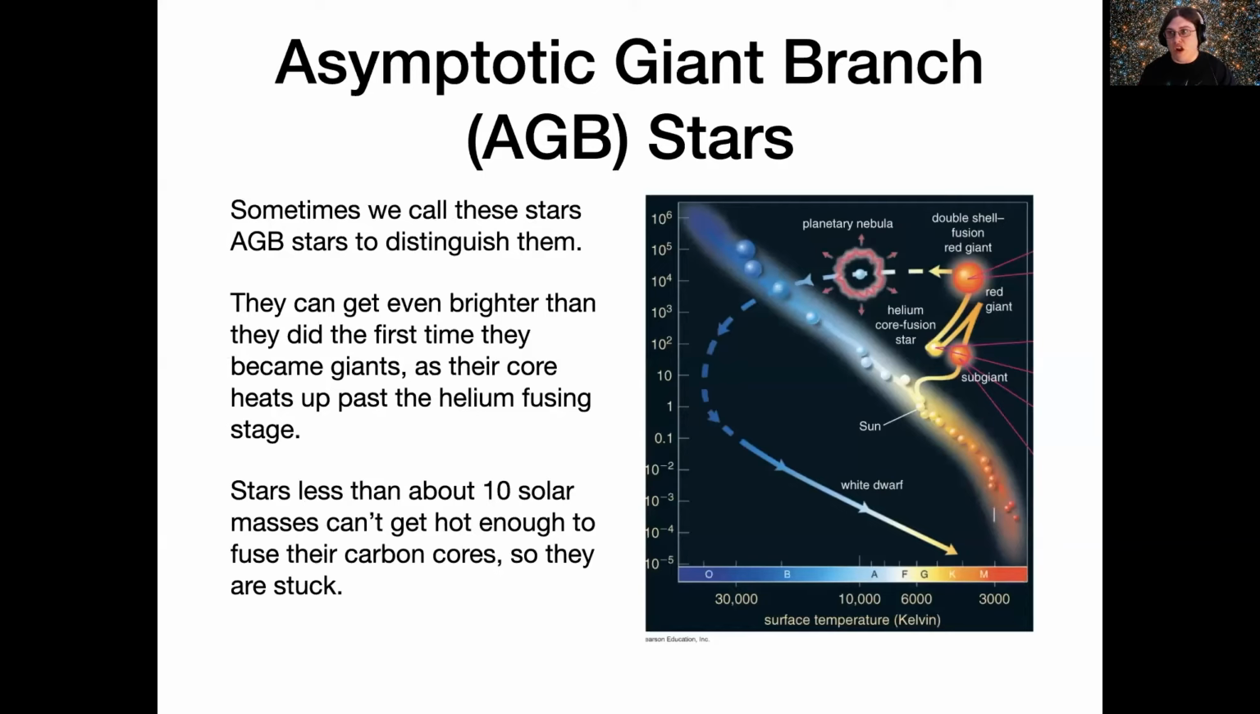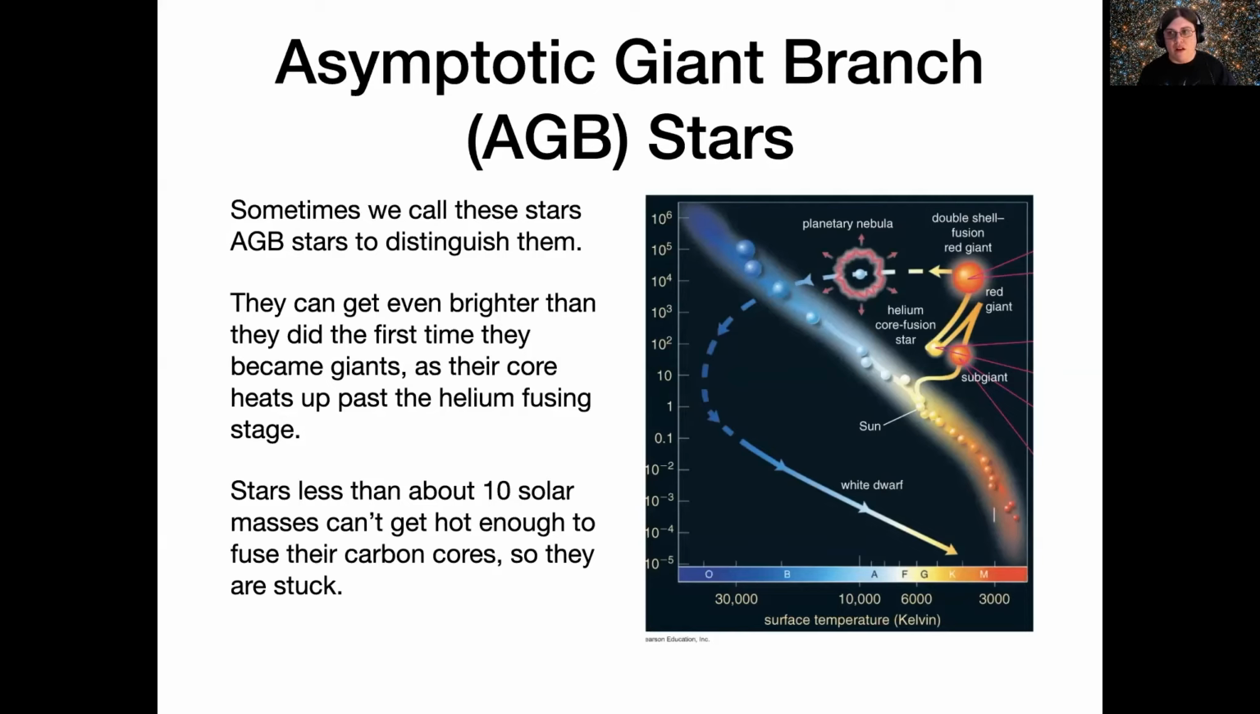And sometimes astronomers call these stars AGB stars, asymptotic giant branch stars. And again, this is basically named by the pattern they make on the main sequence. They're all the way at the top of where all the red giants are. Now they can get even brighter than the first time because now they have two shells and their core is even hotter. It's heated up past the temperature where you start fusing helium.